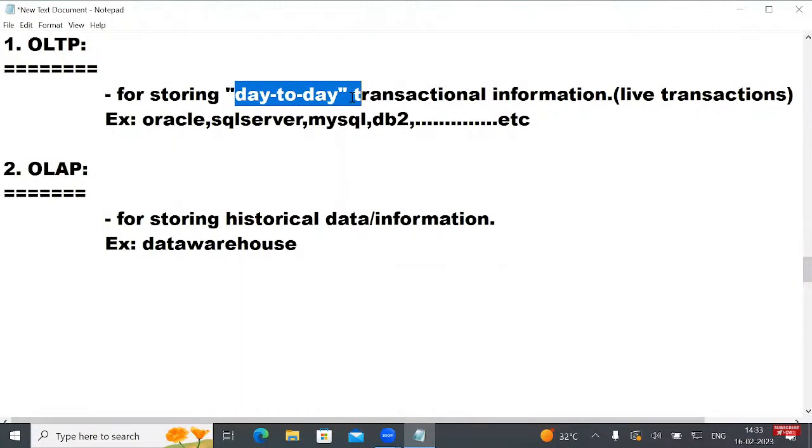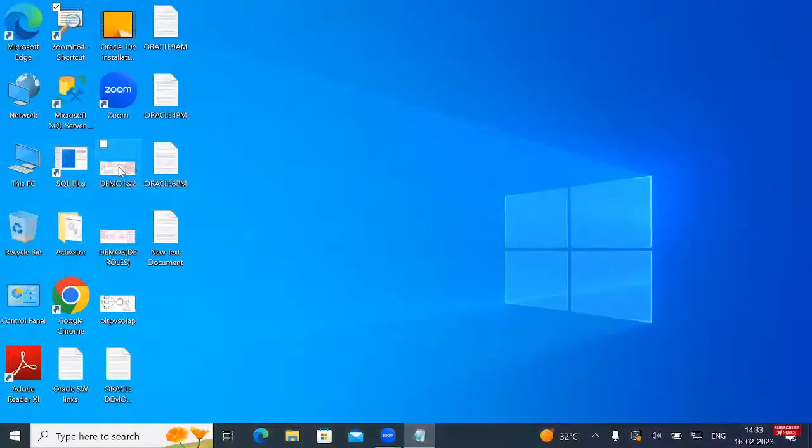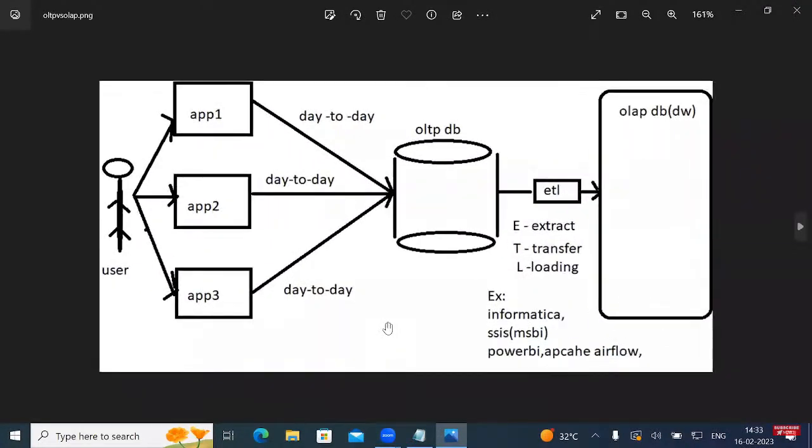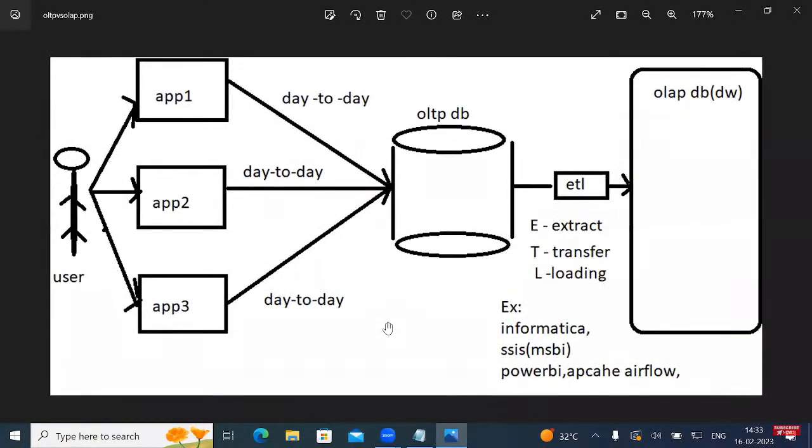So when your OLTP is full, the oldest data will be moved into OLAP. For the moving, we use ETL tools: extract, transform, and load. E stands for extract, T stands for transform, L stands for load. So data is extracted from OLTP, then transformed and loaded into OLAP.